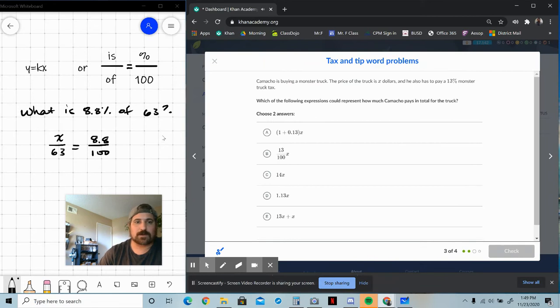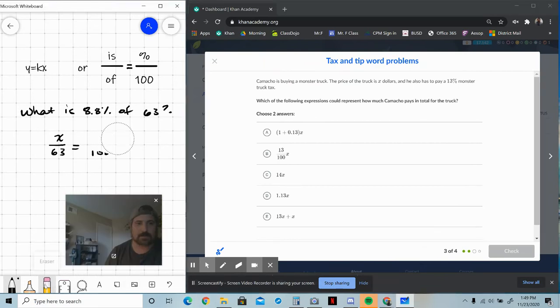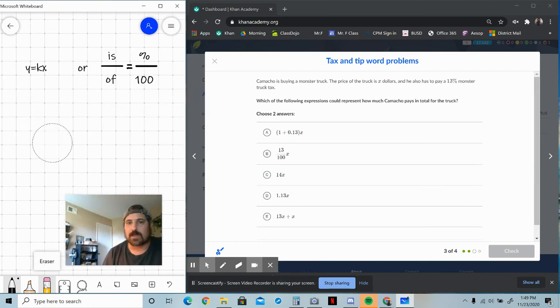All right, the next one. What does it say on this next one? Let's erase this. All right, cool. It says Camacho is buying a monster truck. The price for the truck is X dollars. And he also has to pay 13% monster truck tax. Okay. Which of the following expressions could represent how much Camacho pays in total for the truck?